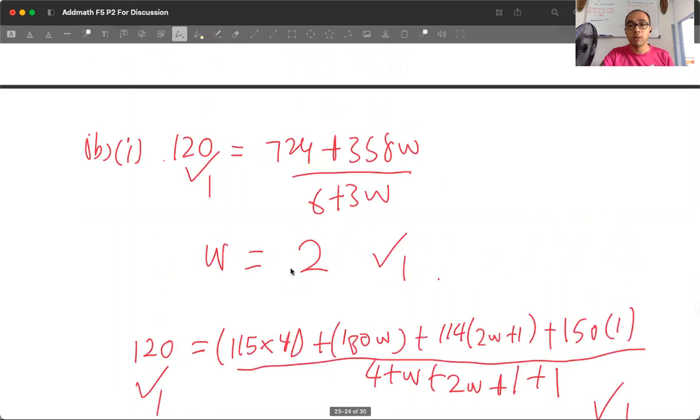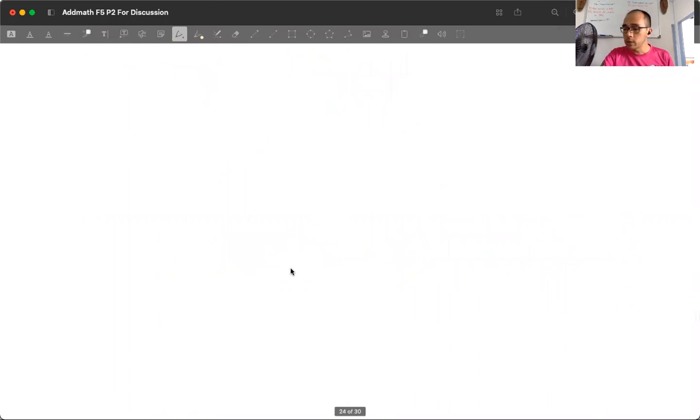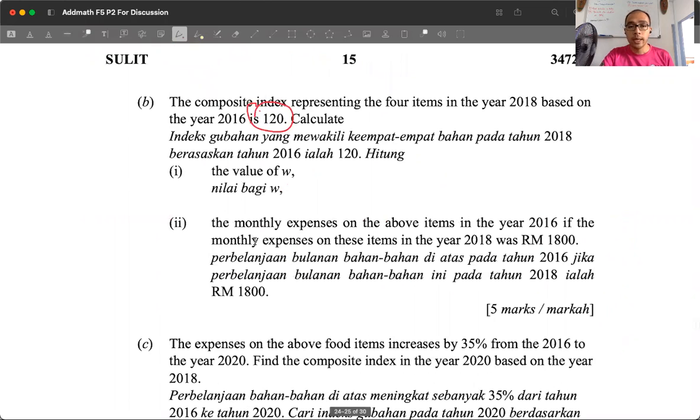Okay, kalau mencari composite index. Okay, so the final answer W equals to 2. Then dia cakap the monthly expenses above in the year 2016, if the monthly expenses on the items of 2018 is 1,800. Okay, now notice dia masih lagi menggunakan composite index 120. Okay, so this means that we have to use the first formula again. 120 is the composite index.